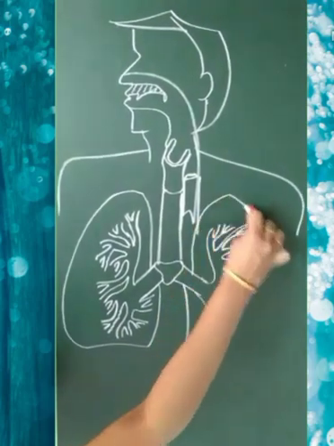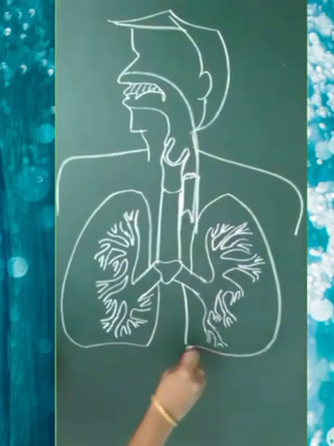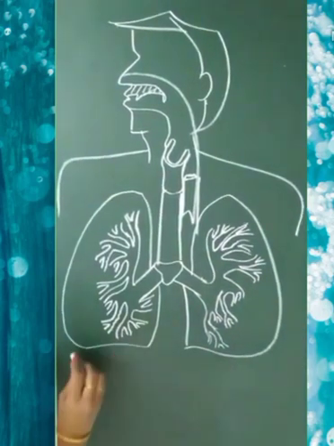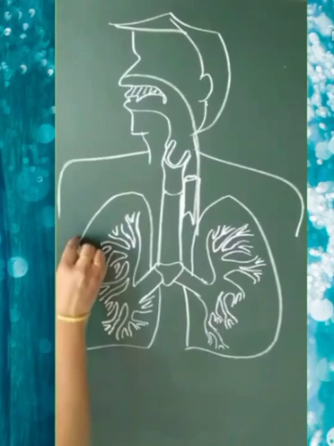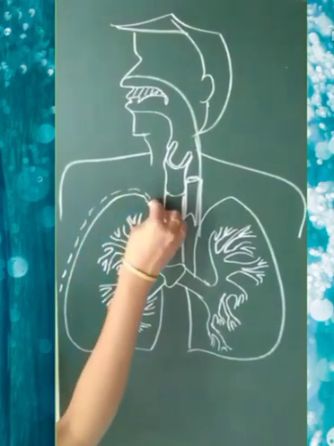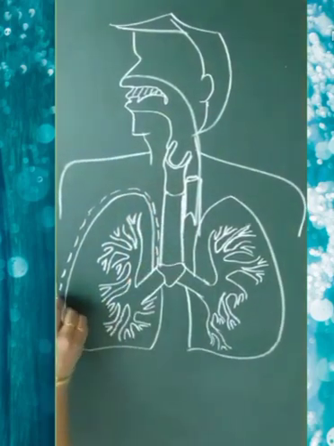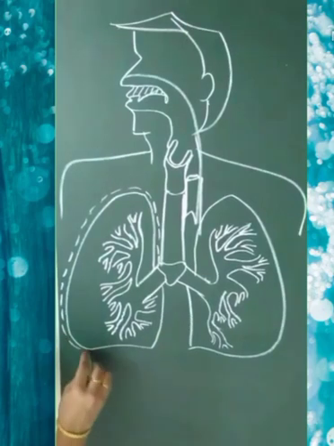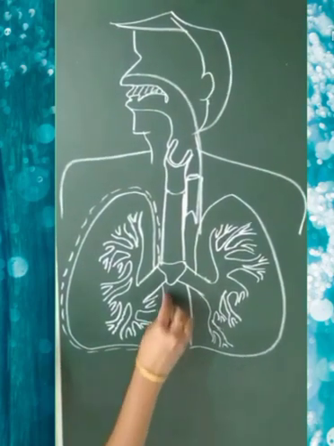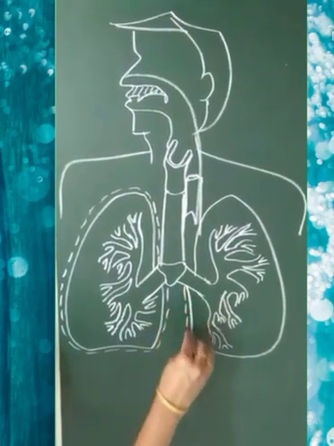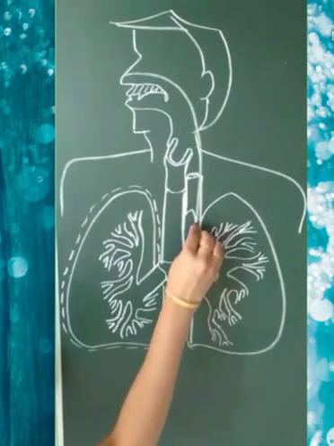So after drawing the right and left lungs, here I did both of them equally, but actually the right lung will be larger and the left one will be smaller. And both the lungs are actually covered by the pleural membrane, which will have the pleural fluid, which will keep the lungs moist all the time, right?